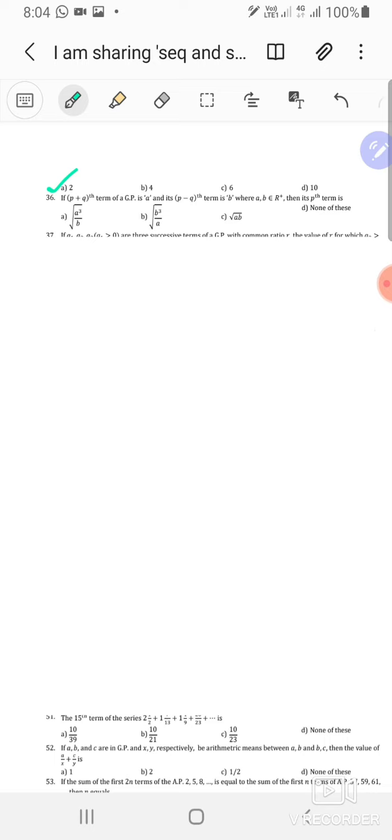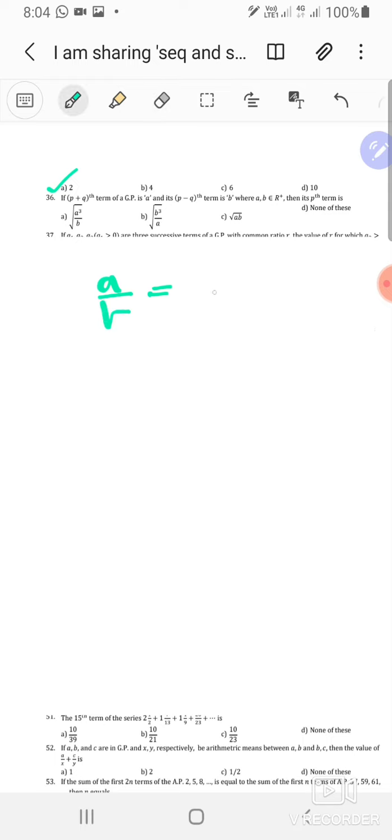Fine. If the p plus qth term of a GP is A and its p minus qth term is B, where A and B are positive real numbers, then its pth term is, okay, so the p plus qth term of a GP is A and the p minus qth term is B. So yeah, looks correct. So A upon B, sorry, A upon B, not B.